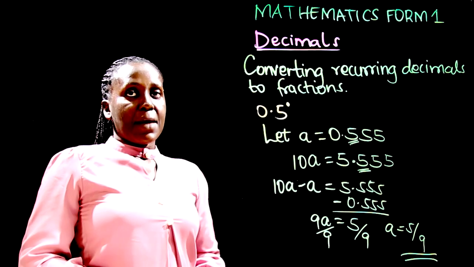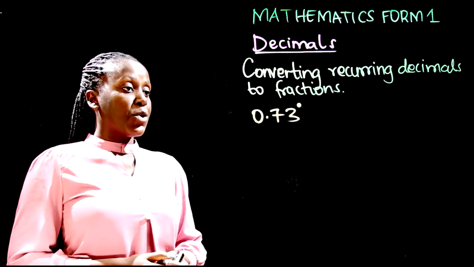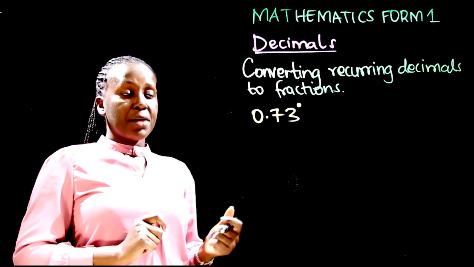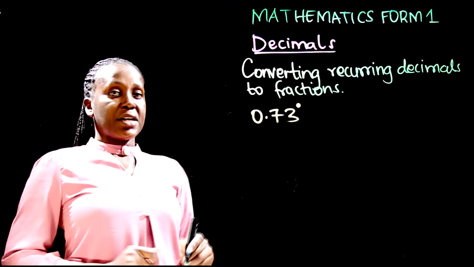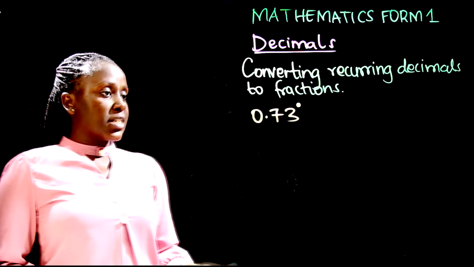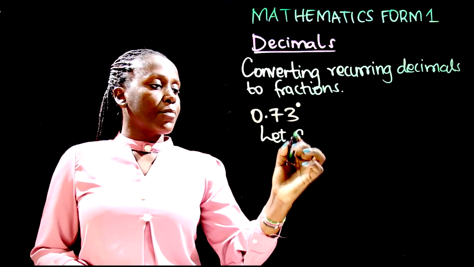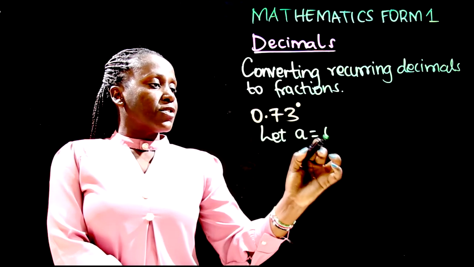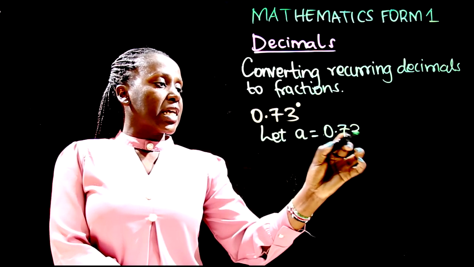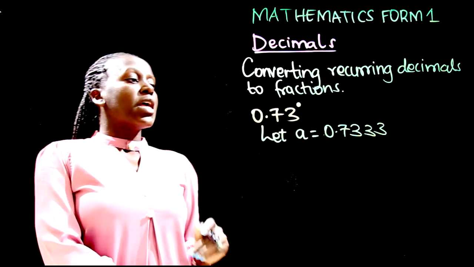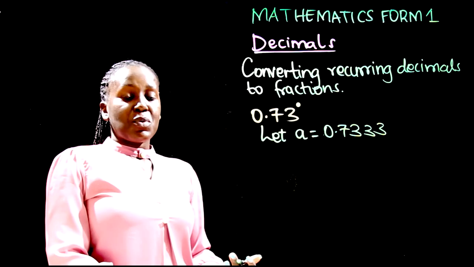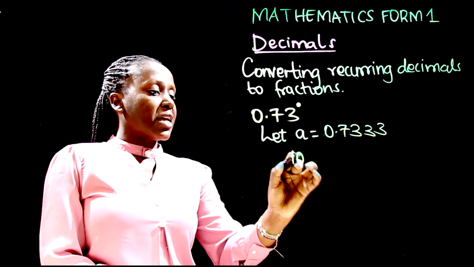Let's look at another example. In this second example, we have 0.73, and 3 is the one that is recurring. So let us give it a letter. Let's still use a. So let a be equal to 0.7, 3 is recurring. Okay? Now again, we create multiples of a. So we multiply by 10.